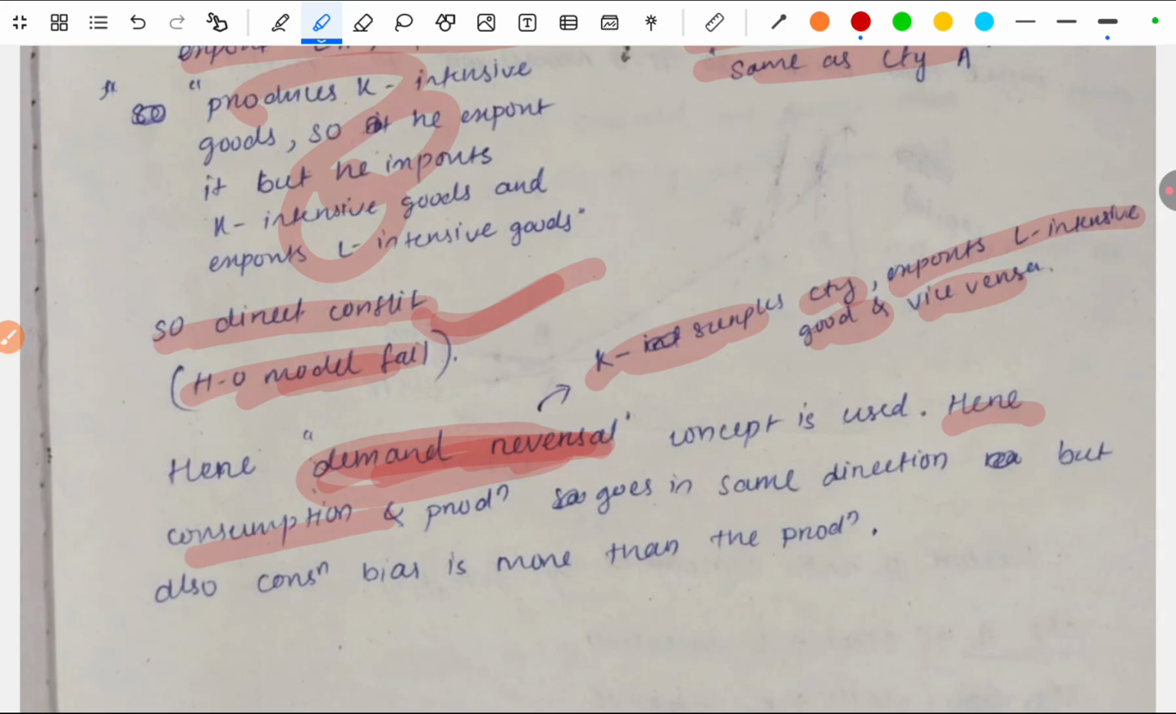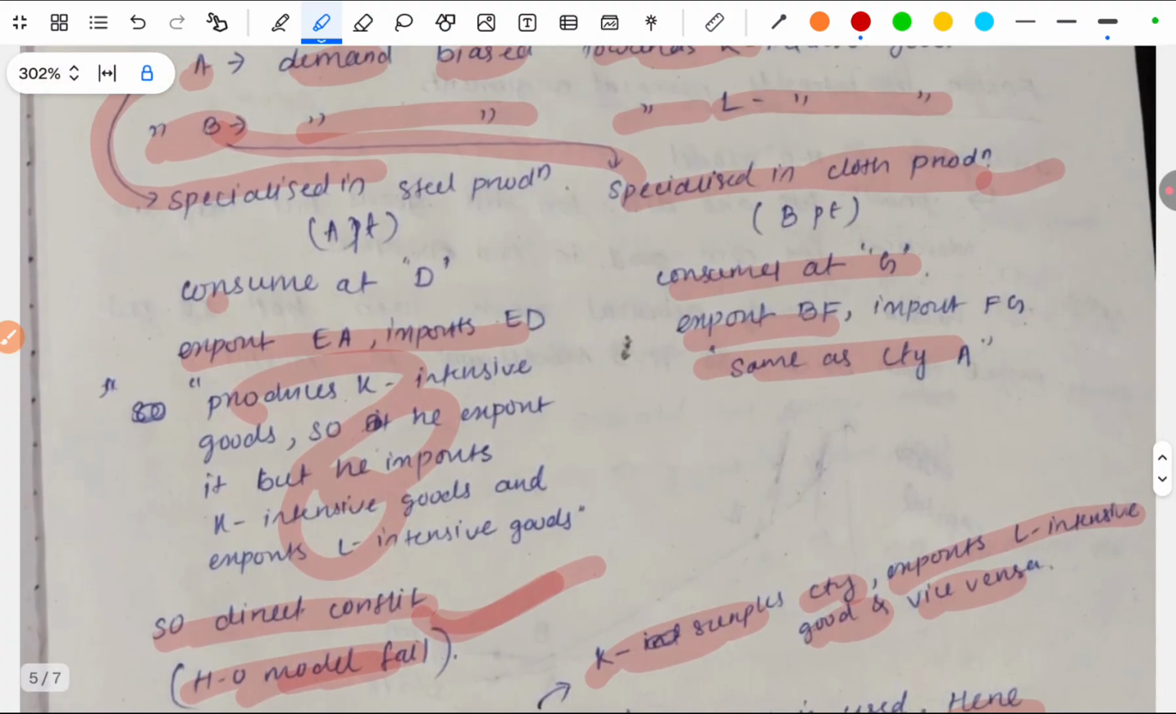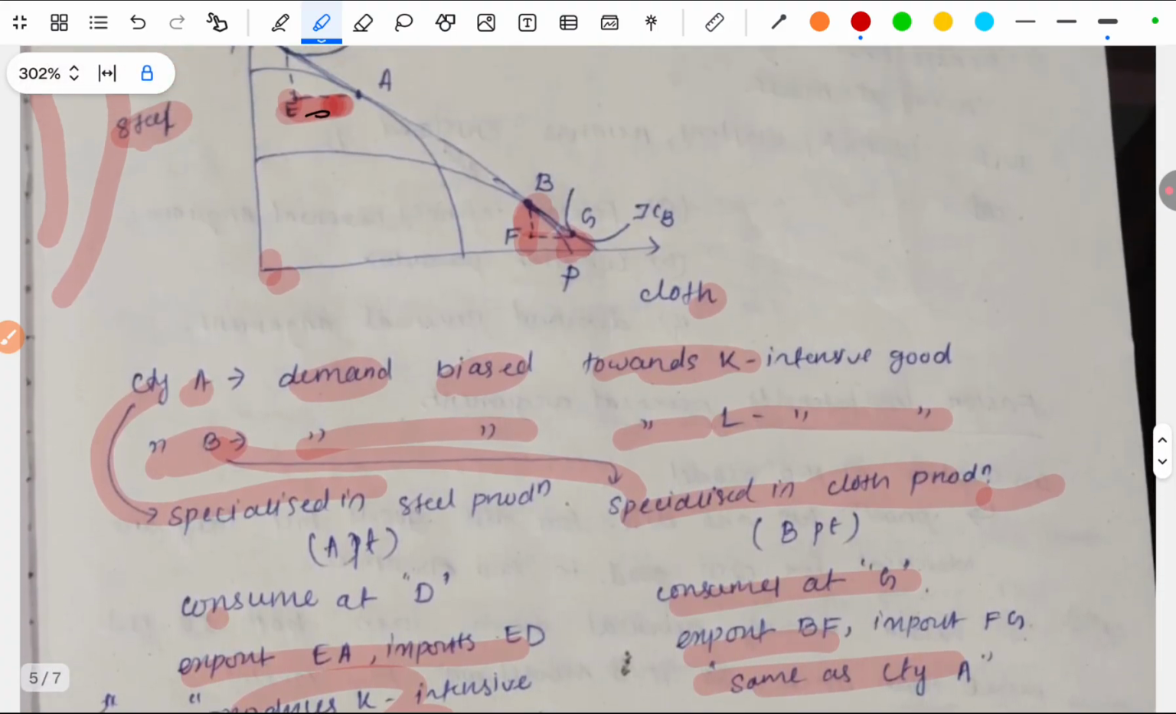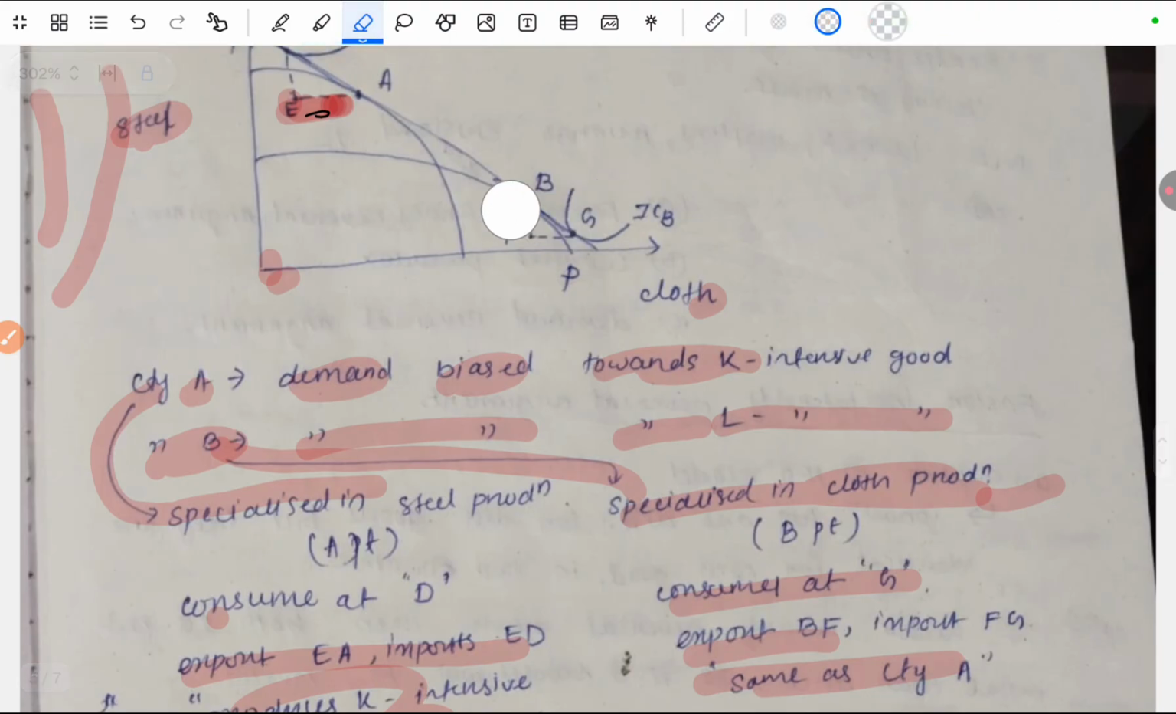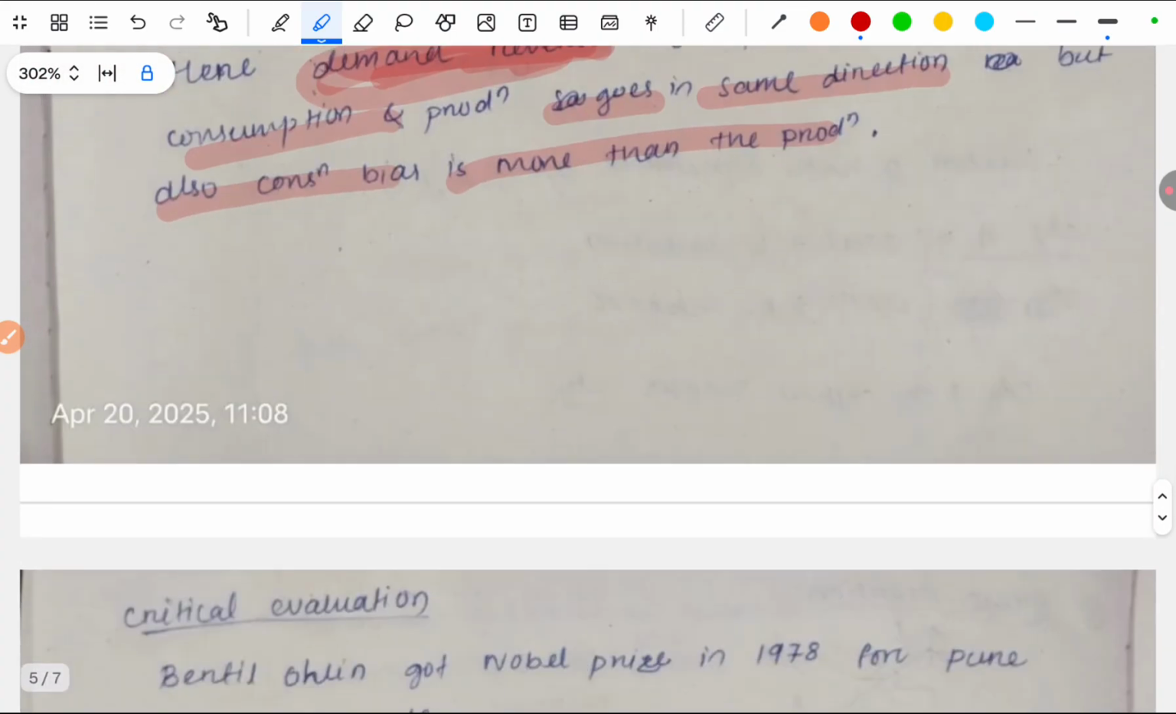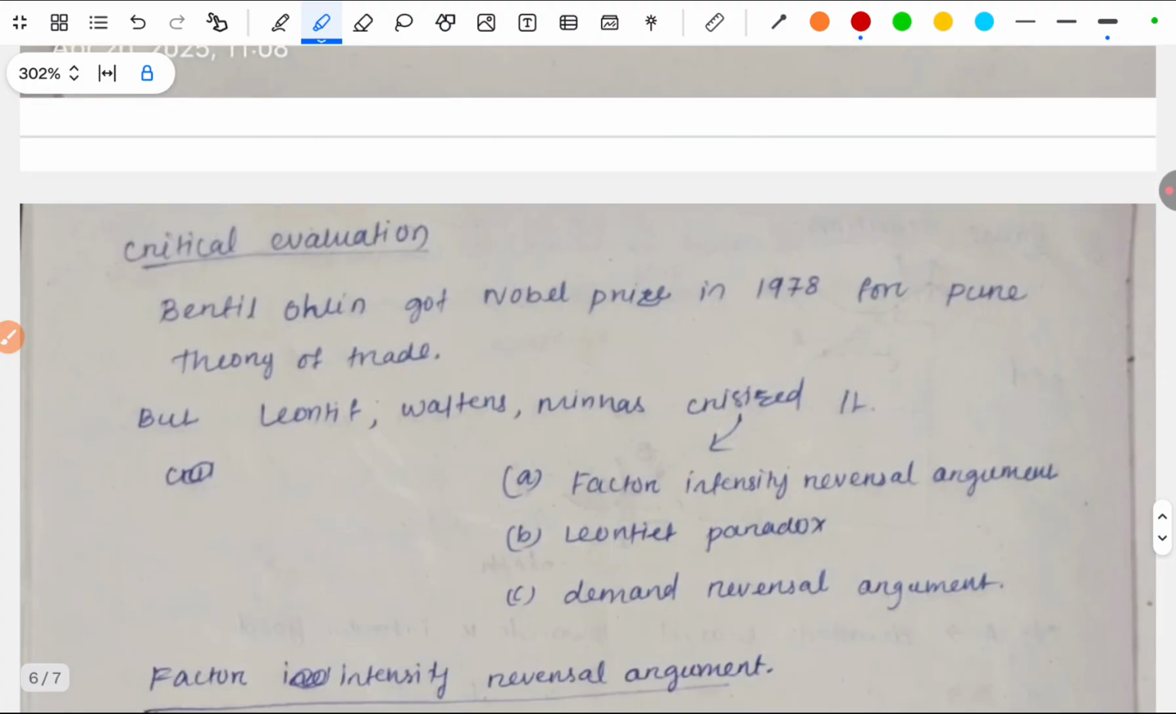Here consumption and production go in the same direction, but the consumption bias is more than the production bias. Consumption bias means that though the economy produces at point B, consumer demand is more than point B. So there is more consumption bias than production bias.